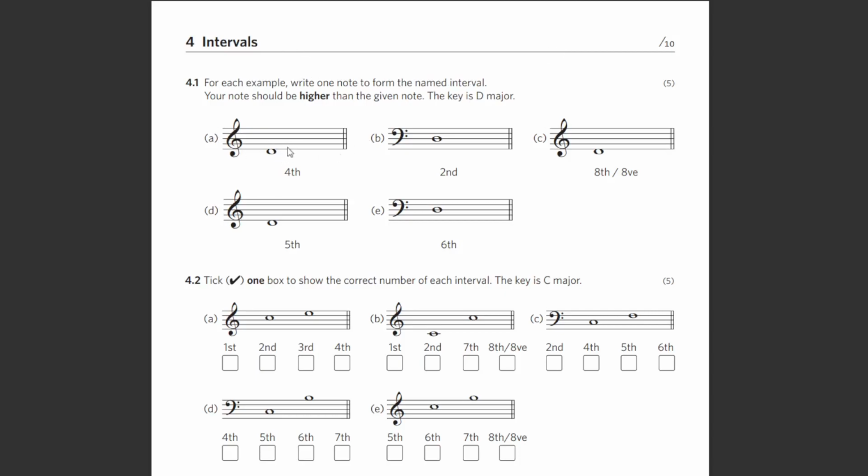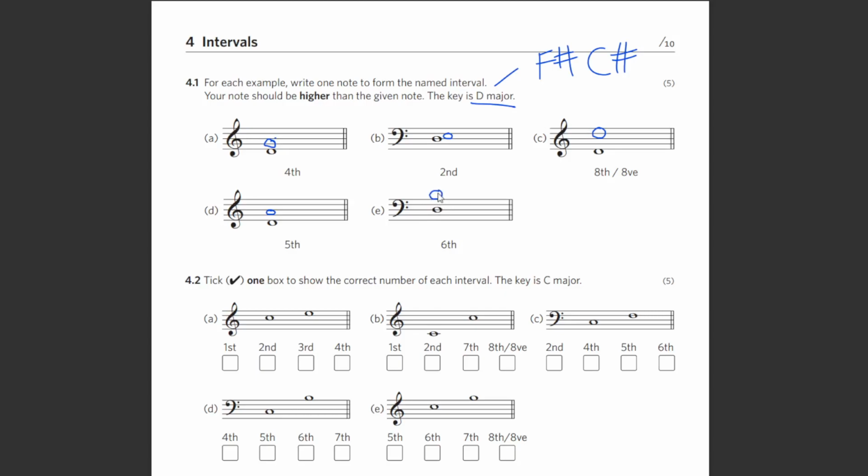So D, D, E. Before I do that, I want to write out the key signature for D. So I have F sharp and C sharp. So all F or C must be a sharp. So now I have D. The 4th note is G. D, E, F, G. So I put G here. No need for a sharp because it's not F, it's not C. Then second is here, E. D and E. No sharp as well. Then 8th, D to D. 5th, it's A. And 6th is B.